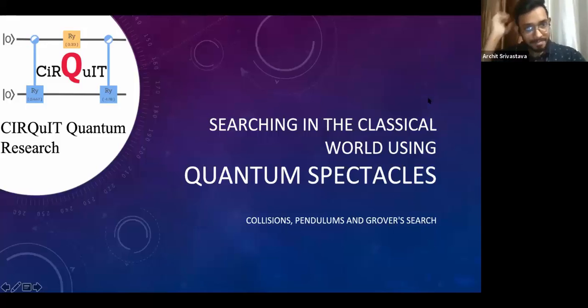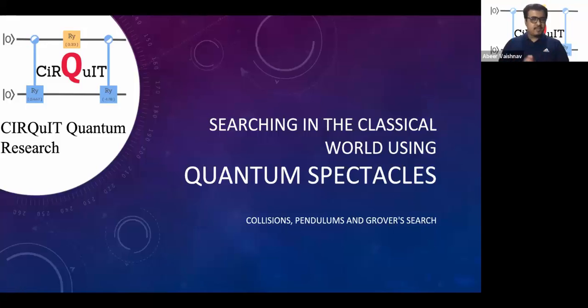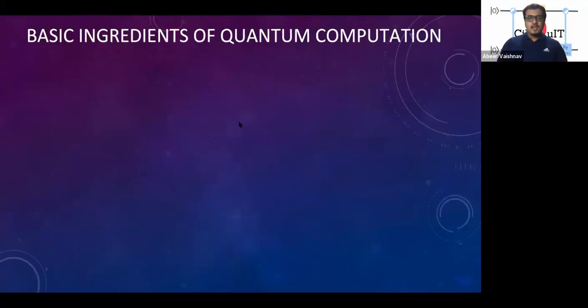So let's get on to today's topic, that is searching in the classical world using quantum spectacles. To give a brief overview, we'll be focusing on three things related to a quantum algorithm: Grover's search algorithm, then a problem of colliding blocks, and a problem of n-coupled pendulums. So let's get on to it.